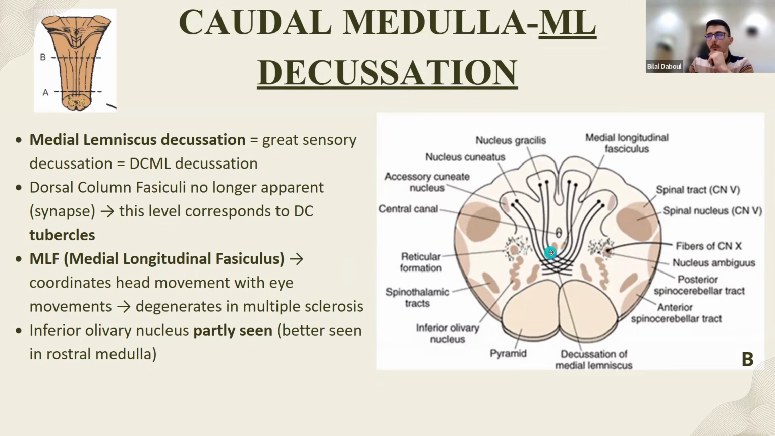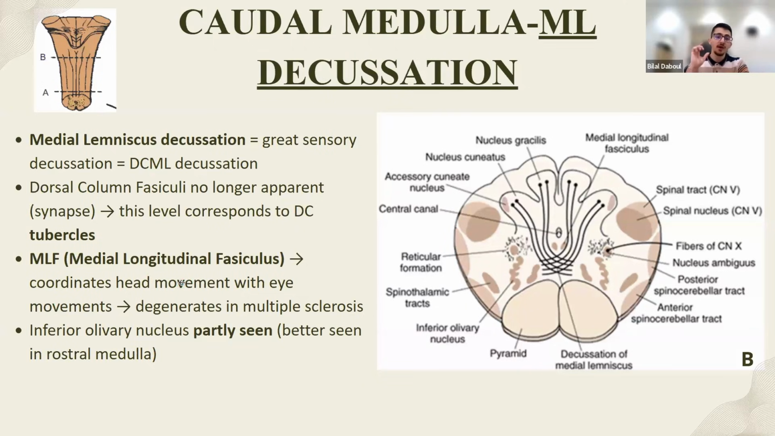Now, what I want you to take from this is that we start to see a very important structure that will come multiple times as we see the cross sections. It's referred to as the medial longitudinal fasciculus. Medial because it's very medial in position, okay, which makes sense. Longitudinal because it runs longitudinally throughout the whole brainstem, actually: midbrain, pons, and medulla. And it functions to coordinate head-eye movement. How?